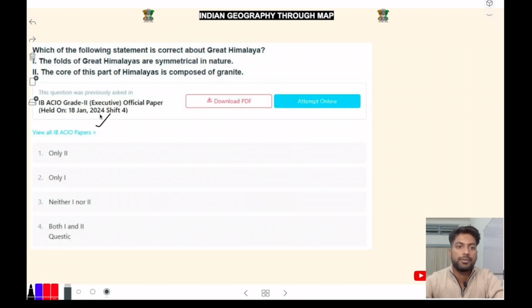IBACIO Grade 2, 2024. This was the hardest exam, but I don't think this question will be hard. The folds of the Greater Himalaya are symmetrical in nature. No, asymmetrical. The core part of the Himalaya is composed of granite. This is correct, granite and gneiss. So option 2 is correct. Not symmetrical, it's asymmetrical.